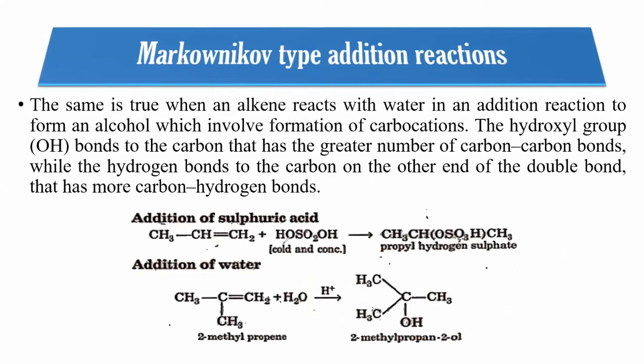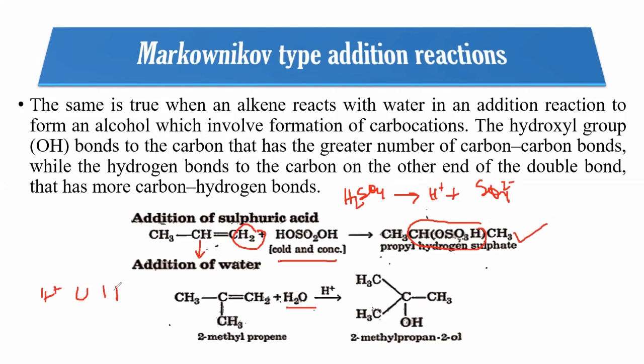For example, whenever we are adding H2SO4, this is HOSO2OH, means nothing but H2SO4, right? Sulfuric acid. So what will happen? H2SO4 on breaking, what will it give? It will form H plus and SO4 2 minus, right? Now this H plus will come up here, so it will be CH3 as it is, and SO4 2 minus will come up here, so it will be this one, right? Markovnikov type addition.